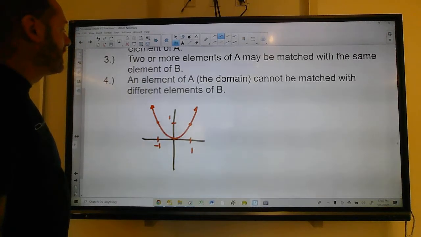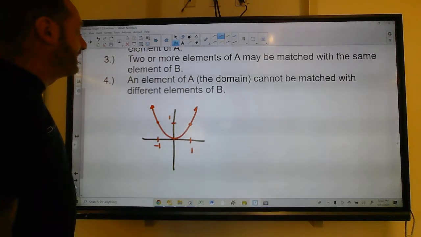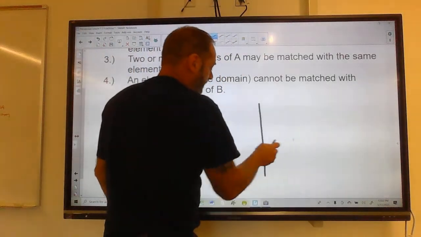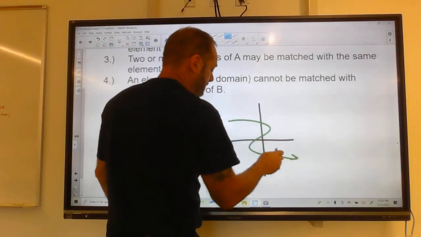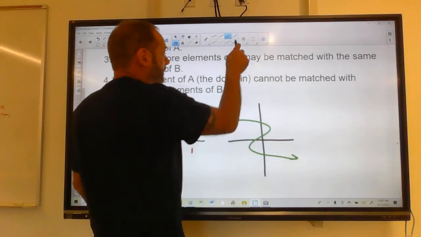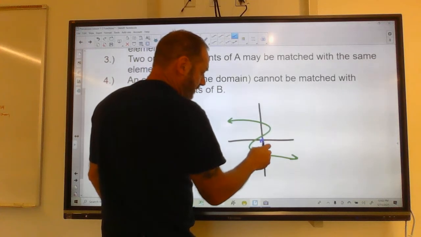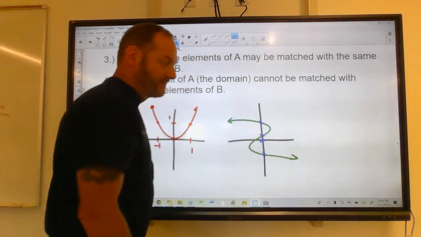Okay? An element of A in the domain cannot be matched to different elements of B. So that would be this situation here. I can't have something like this. That's not going to work, because here I have an x, let's say I just put in 0 right here. I have 3 different answers that could come out, so that's not a function.